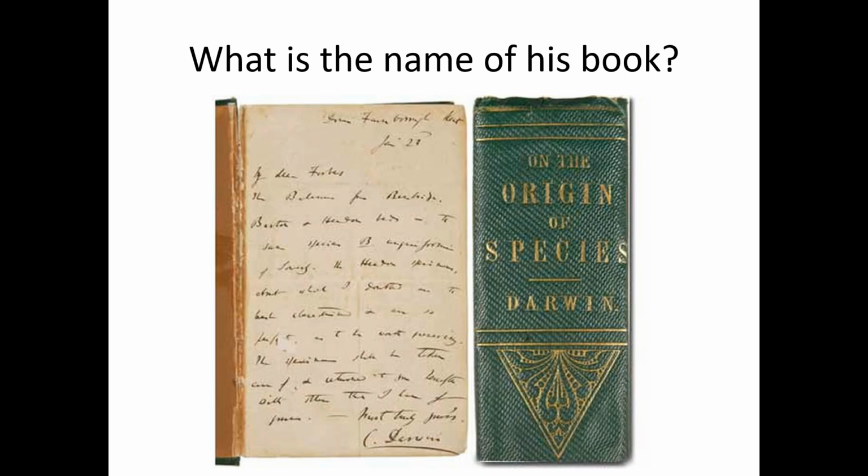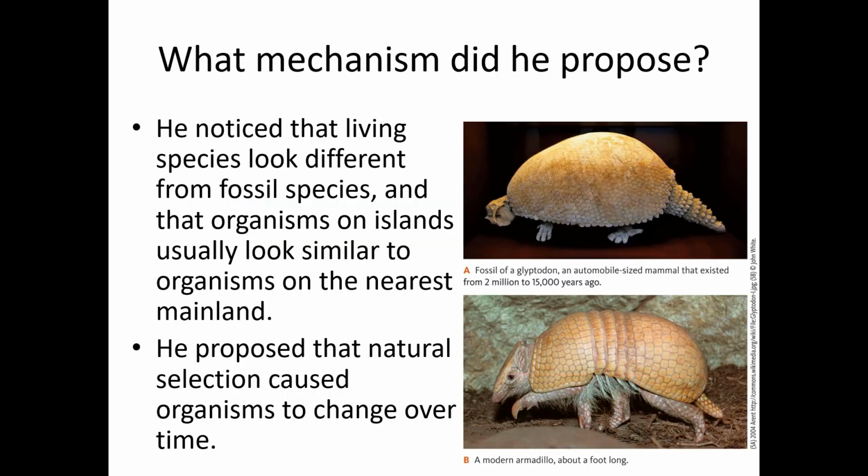Well, if we can change things over time, it stands to reason the environment changing can also change species over time. So the mechanism that he proposed was natural selection. This story was one of the ones mentioned in the video. He was eating an armadillo, I think off the coast of Argentina, one of those South American countries, and he realized he had collected a fossil where the shell looked an awful lot like the shell of the armadillo that he was currently eating.